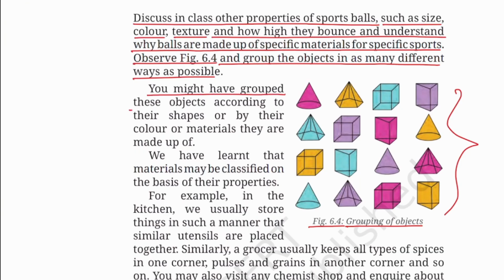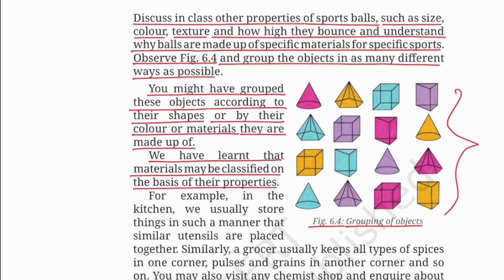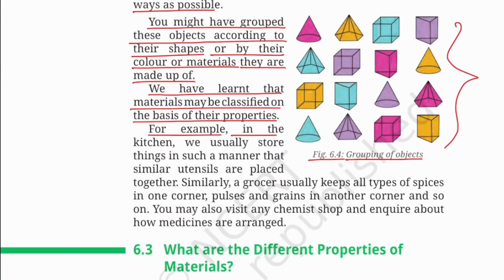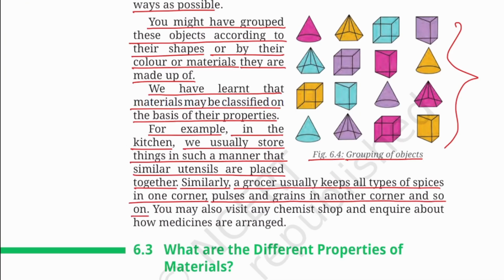You might have grouped these objects according to their shape or by their color or materials they are made up of. You have learned that materials may be classified on the basis of their properties. For example, in the kitchen, we usually store things in such a manner that similar utensils are placed together. Similarly, a grocer usually keeps all types of spices in one corner, pulses and grains in another corner, and so on. You may also visit any chemist shop and inquire about how medicines are arranged.